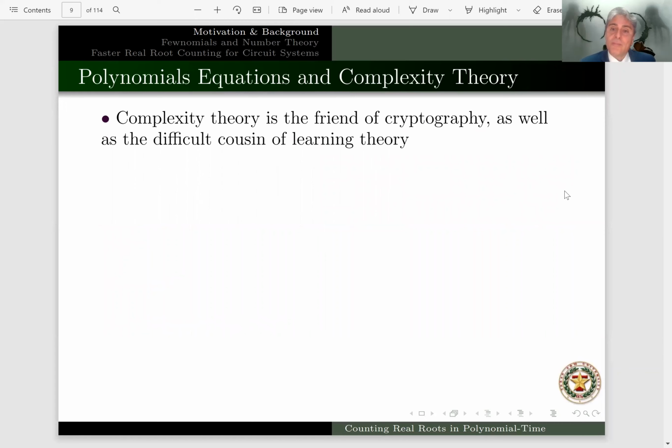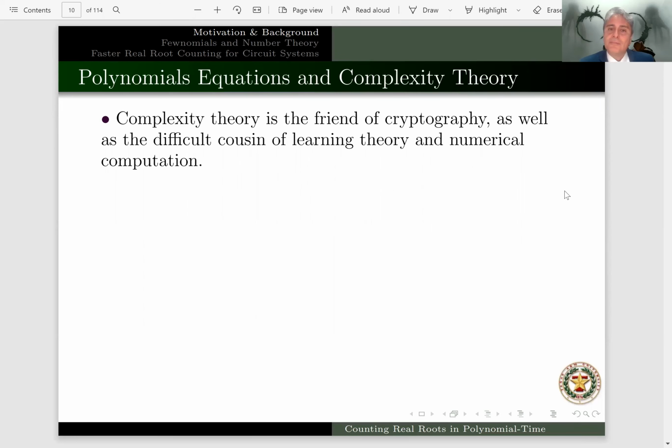And also, complexity theory is the barrier to getting better learning theory. So complexity theory helps and hurts, and either way, you have to understand it. It's also something which gets in the way of numerical computation as well.